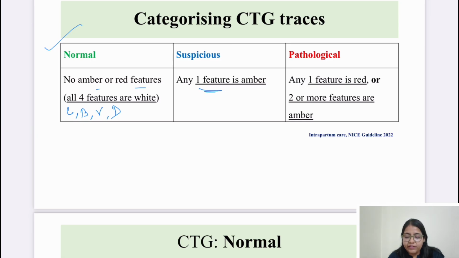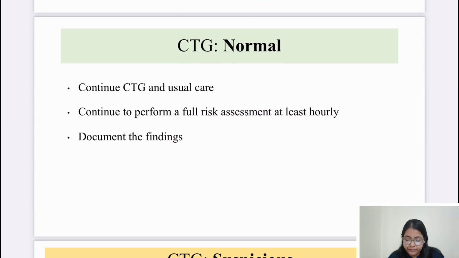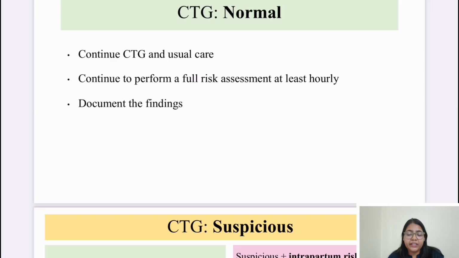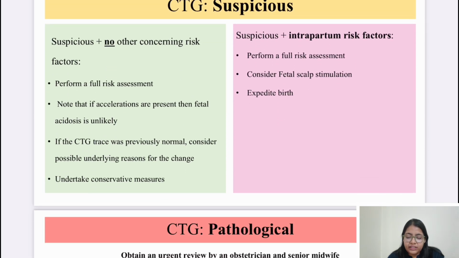But if any one feature is amber, we call the CTG suspicious, and if any one feature is red or any 2 or more features are amber, we call the CTG pathological. Okay. So what will you do if the CTG is normal? You will continue the CTG and usual care. You will continue to perform full risk assessment at least hourly, and you have to document your findings in the labor care guide.